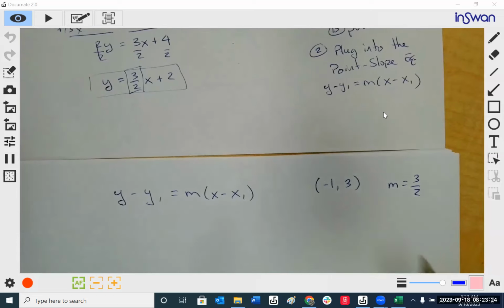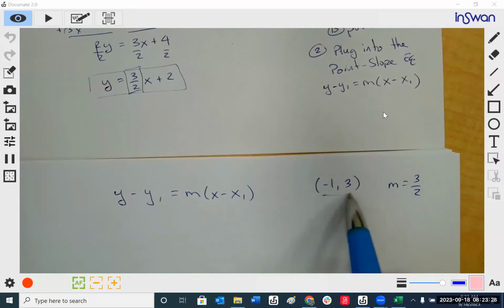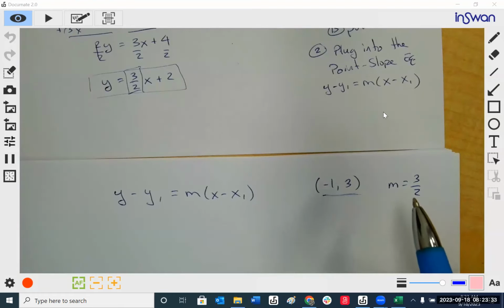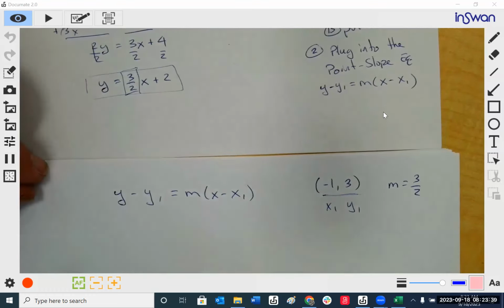Thank you. So we have a point, we have a slope. Where do these go into? x1, y1. So it's y minus 3, m is 3 over 2, x minus negative 1.